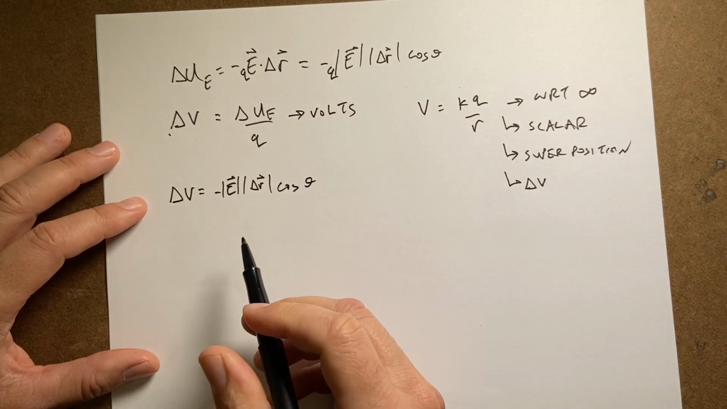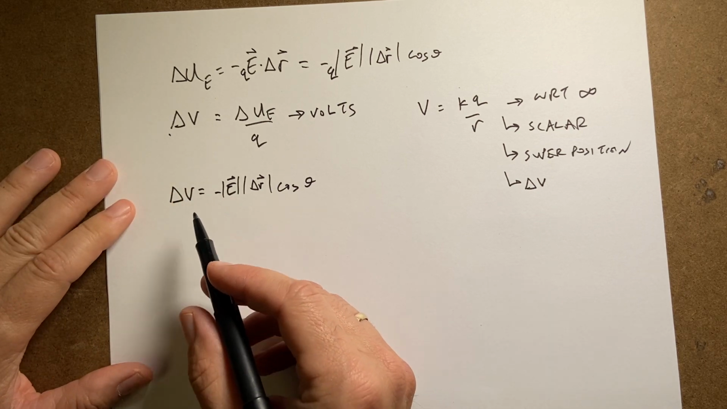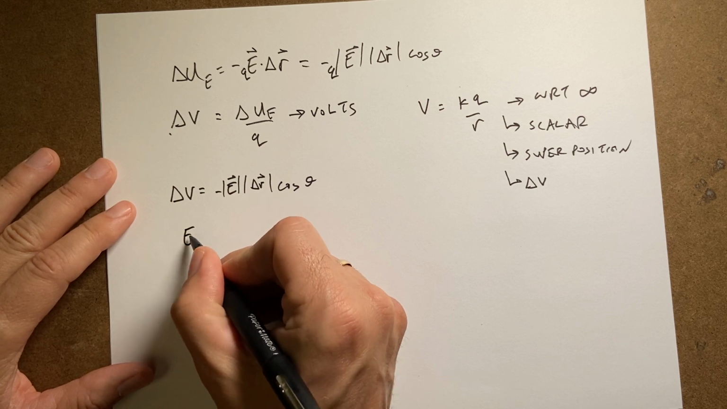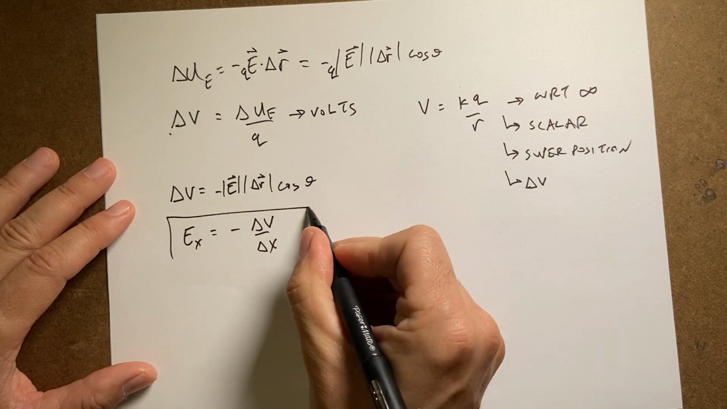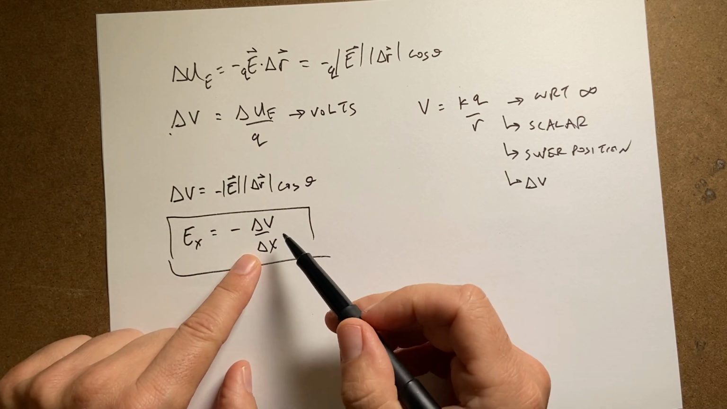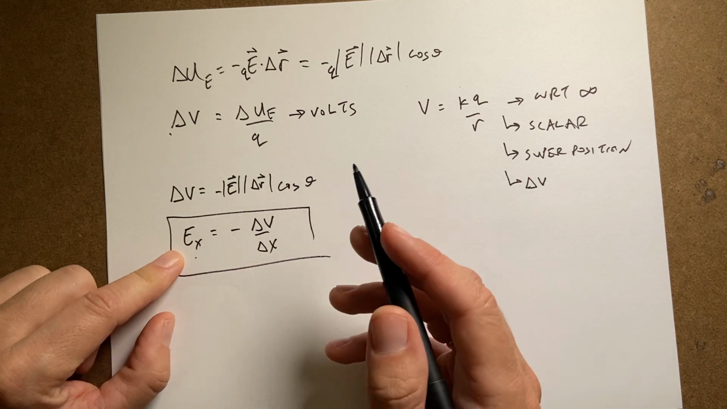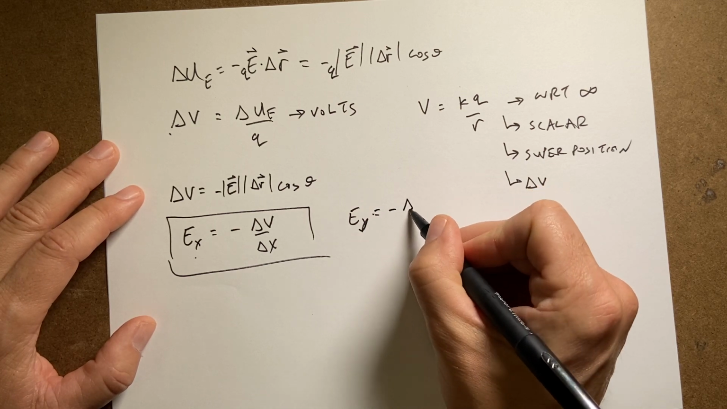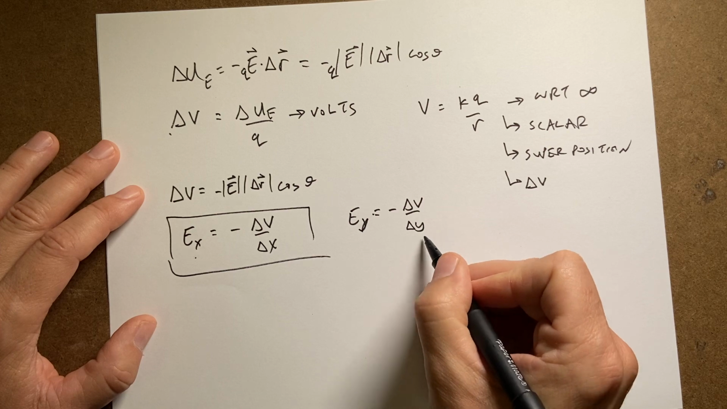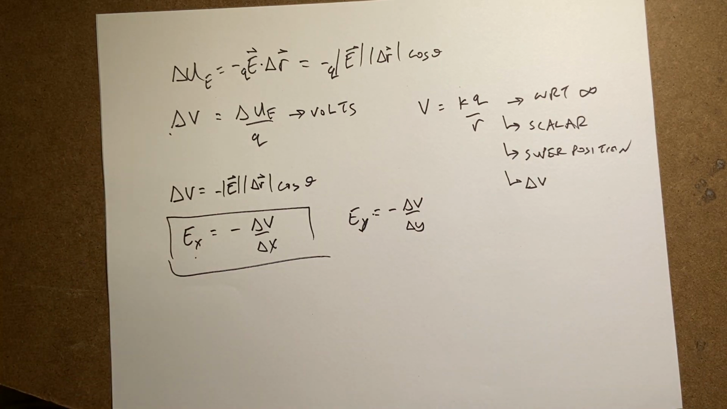Okay, now, this is the relationship between the change in potential and the electric field. If I know the electric field, I can find the potential. But it turns out it works the other way too. If I know how the electric potential is changing with respect to x, I can find the x component of the electric field. And then I could do the same thing in the y direction. See how the potential changes with y, and that gives me the y component. And then you can do the same thing with z.